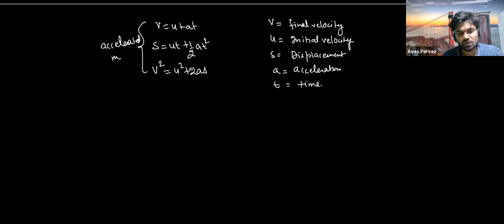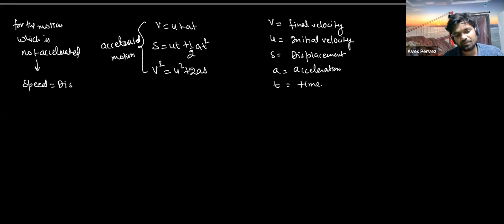If the motion is not accelerated, then for solving such numericals we have a simple formula: speed is equal to distance upon time. This is a simple formula. Here there is no acceleration, there is only distance or displacement, time and speed. No initial velocity, no final velocity, because the speed will be constant; if there is no accelerated motion, there will be no change in the speed.